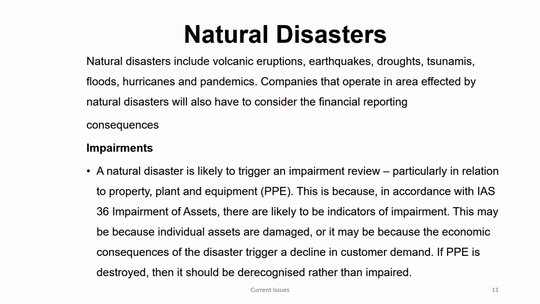So if PPE is destroyed, then this should be derecognized rather than impaired. If your property, plant, and equipment, the asset that you're holding, is totally destroyed, nothing is left, then you cannot say it's impaired. Then you have to derecognize it. It's not there anymore.